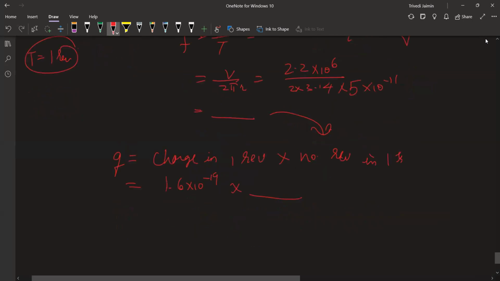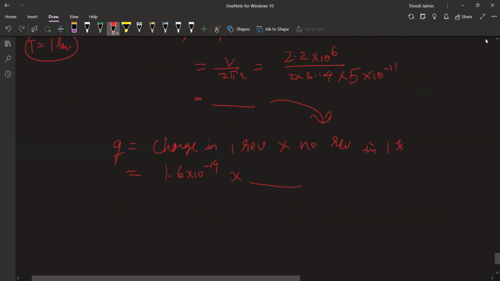And if you find Q, that will be the answer. I equals to Q by T. T is 1 second. So whatever we get this answer, it will be I value, ampere.